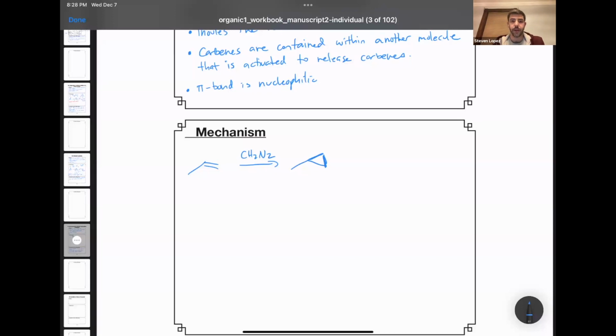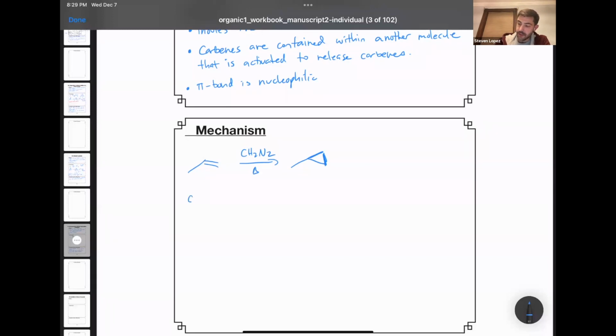Okay, so this is what's known as the cyclopropanation of propene with diazomethane. That requires a little heat as well. So the heat is used to generate the carbene. So this is one resonance form of diazomethane, CH2N2. In the presence of heat, it breaks this carbon-nitrogen bond and generates the carbene plus nitrogen, which is a gas and evolves, making this reaction irreversible.